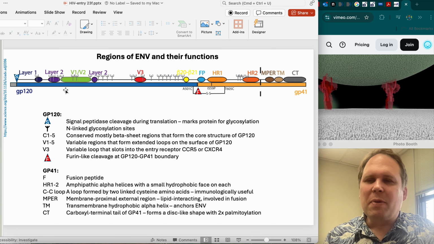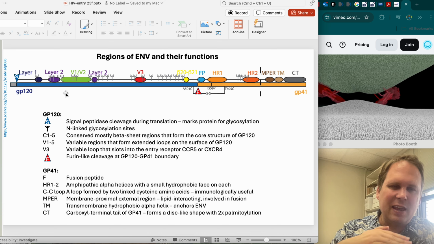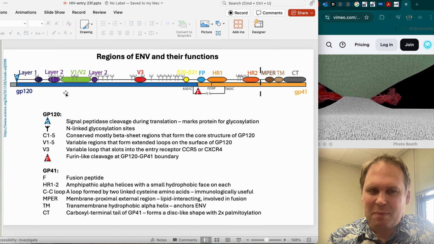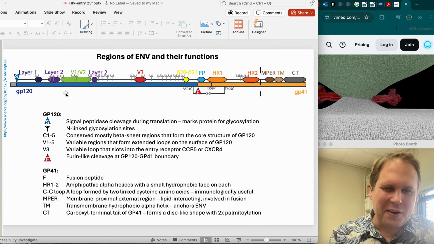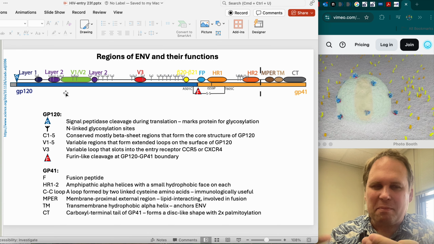So here is the envelope protein. Let's look at its parts. We want to start with the overview and then we'll go through the things that it's going to go through. We'll try to keep them in chronological order as far as we can, but there are certain things that may be happening at the same time.